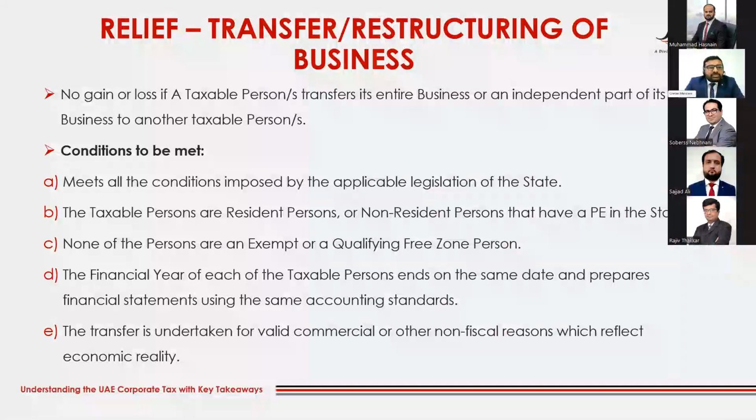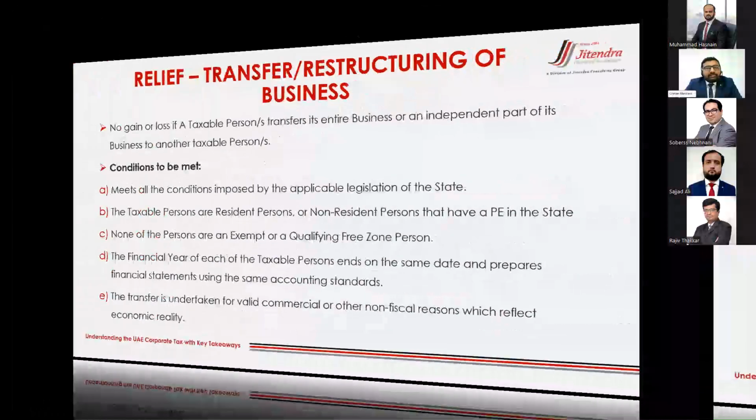The first one is that it meets all the conditions imposed by the applicable legislation of the state. Second one is that it is either a resident person or a non-resident person with a PE in the UAE. Third one is that none of the persons should be an exempt or qualifying free zone person. Fourth one is that they have the same financial year and accounting standards. And fifth one is that the transfer is undertaken for a valid commercial reason. So now moving to our next slide.